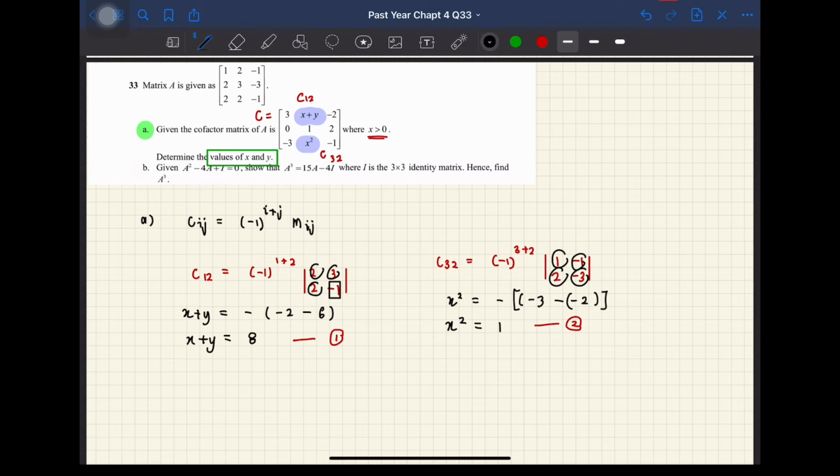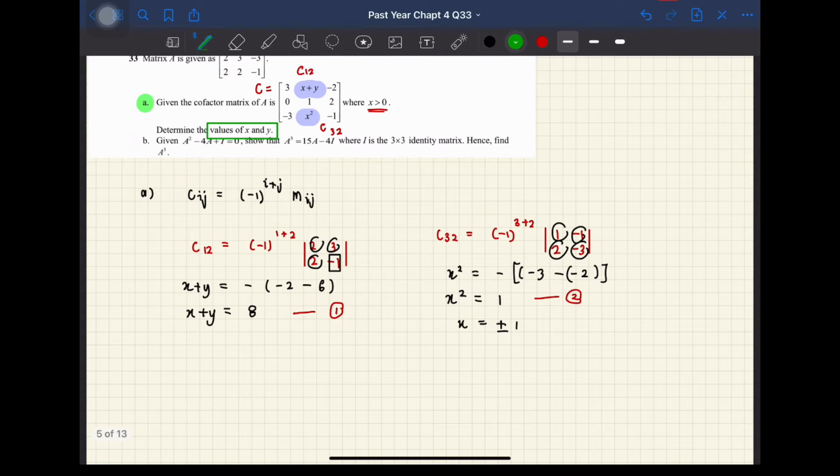Okay, so kita boleh solvekan terus dekat sini. We can actually find our X. So square root both sides. So you are going to have X with two values. First is positive, second is negative. Okay, plus minus 1. Okay, but take a look back at this condition given by the question. So dia cakap kat sini X tu adalah greater than 0. So maksudnya kita akan reject X equal to negative 1. Okay, so since X is greater than 0, X is equal to 1. Okay, that is our value for X.